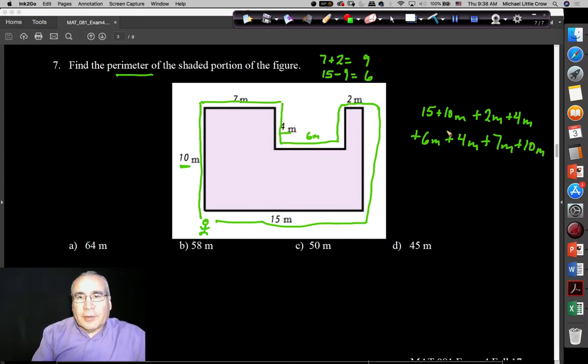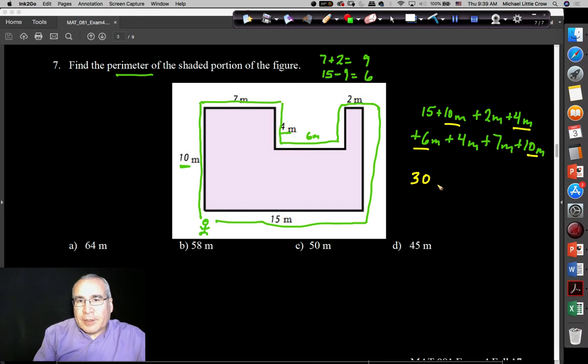Okay, so what we might do is take multiples of 10. So we see 4 and 6 is 10. Here's another 10, and here's a 10. There's no other 10, so let's do that. That's 1, 2, 3 tens, so there's 30.